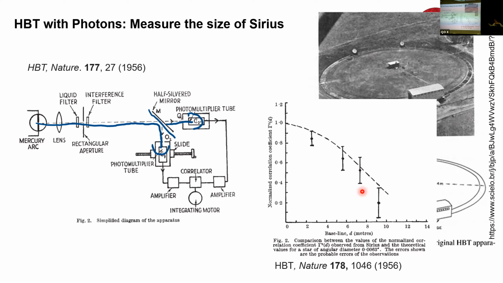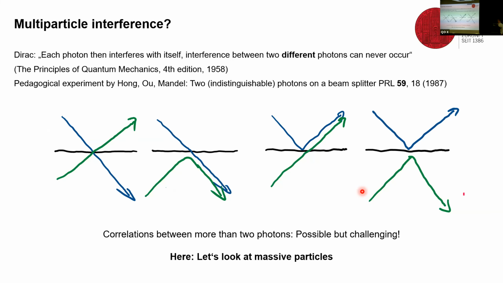in fact with the decay of correlations as they move these detectors further apart, with some milliarc seconds of apparent size of the star, which is pretty good agreement with also today's observations of how big Sirius actually is. Okay, so this is just then a question, is this something like interference now between different photons?